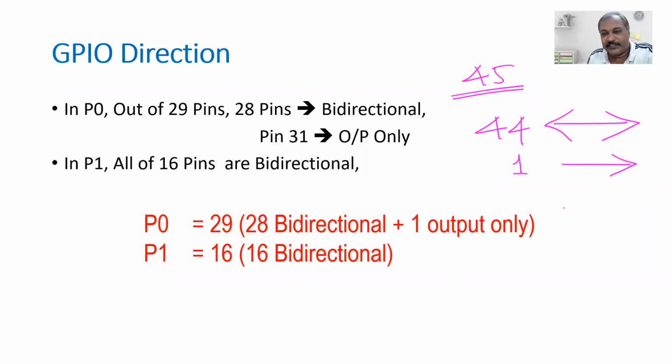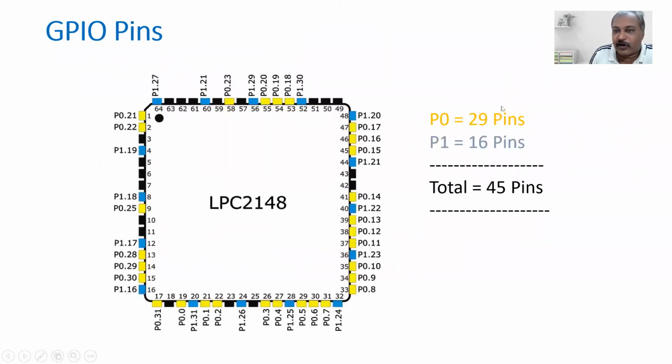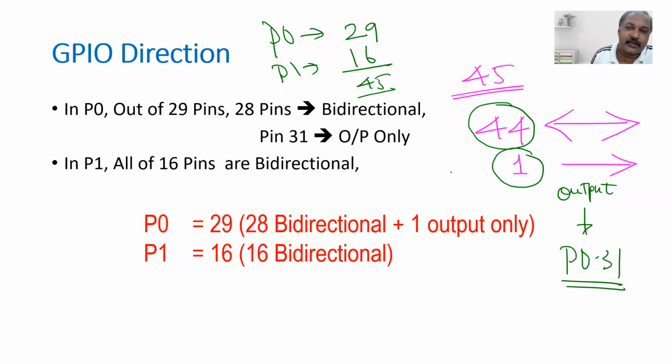So what is the essence of GPIO? The essence of GPIO is, let me take it port wise. Port 0 contributes for 29 pins. Port 1 contributes for 16 pins, totally 45. Out of these 45, 44 are bidirectional in nature, meaning they can transfer data in 2 directions. Only one pin is an output only pin. Output only means it can only deliver data in 1 direction. That is, it can deliver data to an outside device, but it cannot accept. So which pin is that? The 31st pin of port 0, which is port 0.31. Rest all pins are bidirectional in nature.